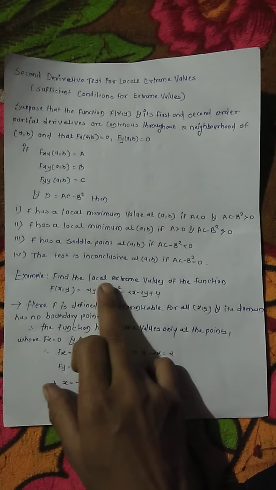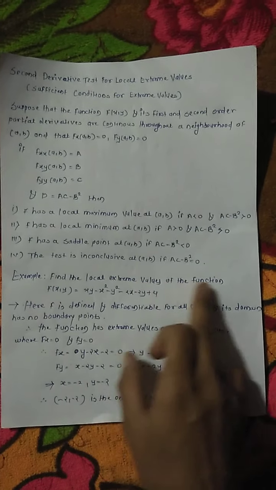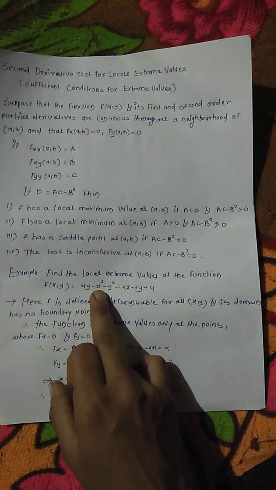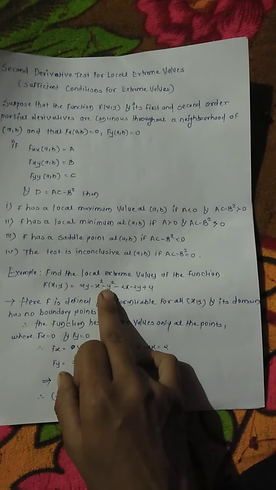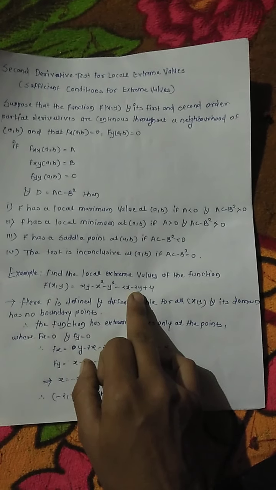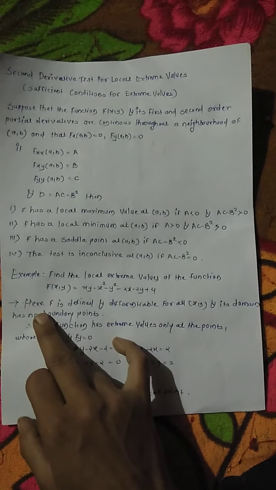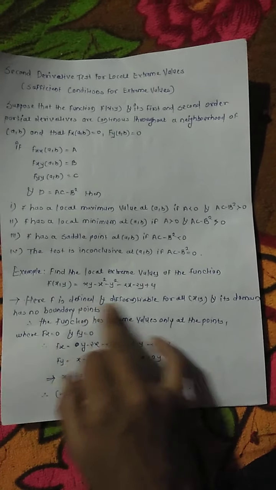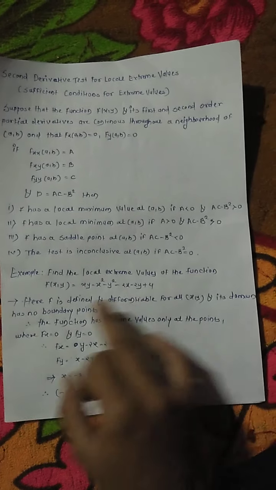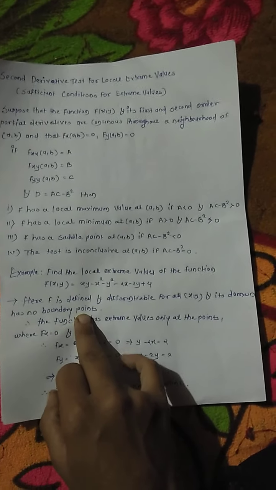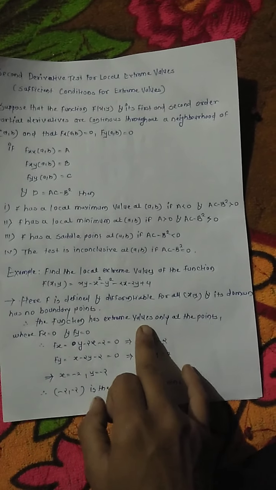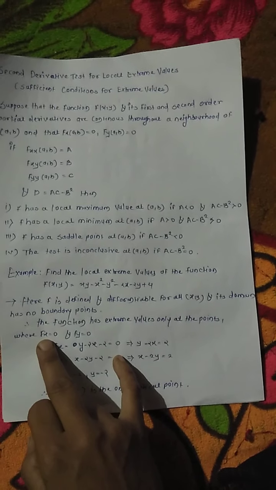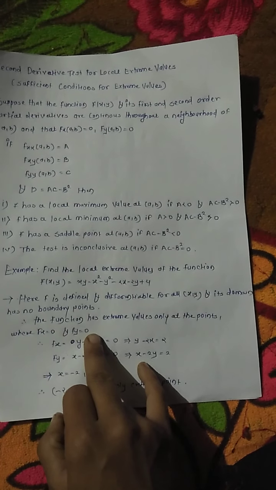Example: find the local extreme values of the function f of x, y equal to xy minus x square minus y square minus 2x minus 2y plus 4. Here f is defined and differentiable for all (x, y), and its domain has no boundary points. The function has extreme values only at the points where fx is equal to 0 and fy is equal to 0.